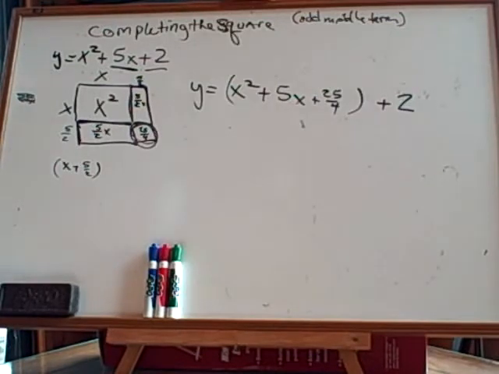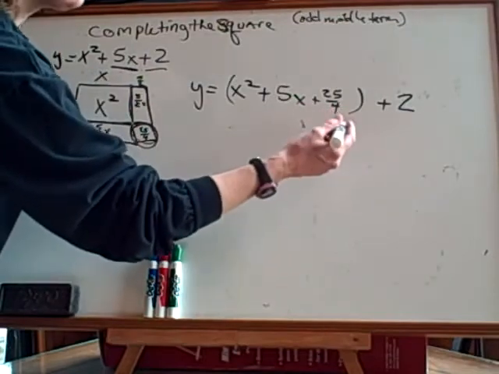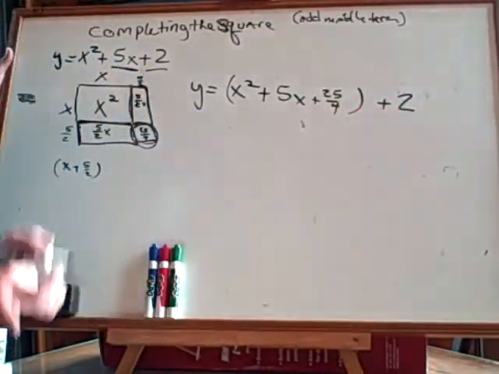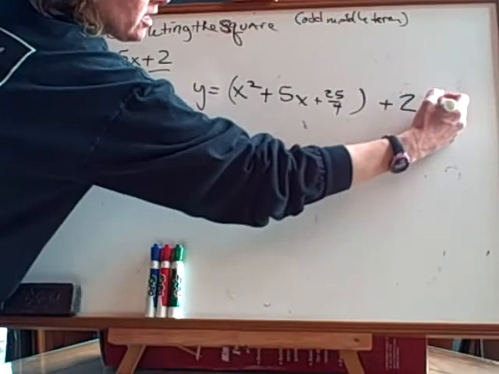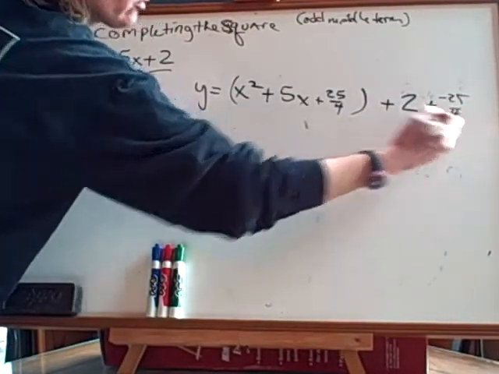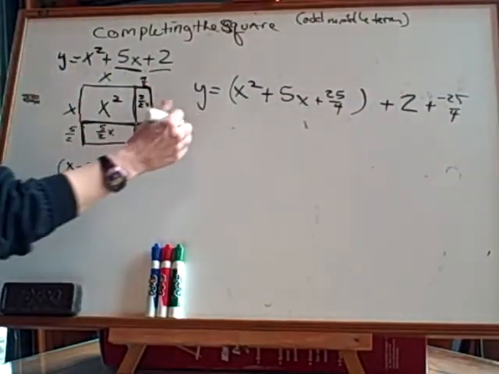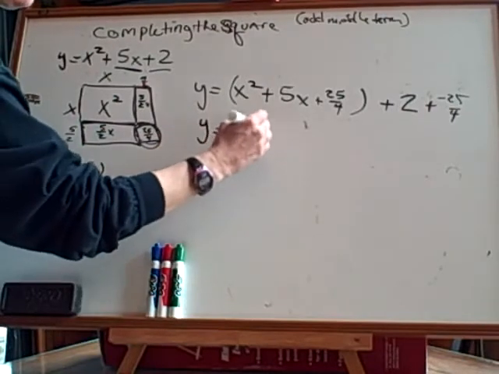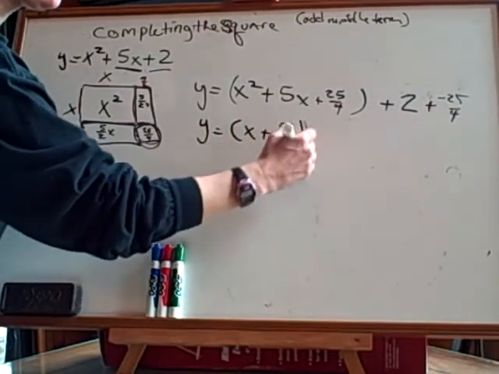What is it legal to add? Negative 25 over 4, because you have to cancel it out. It's legal to add something that equals 0. So I have to take away 25 over 4. Perfect. So let's write this as a perfect square of x plus 5 over 2, quantity squared.